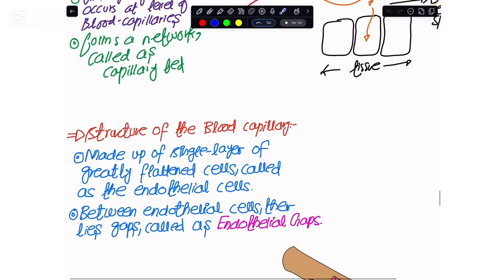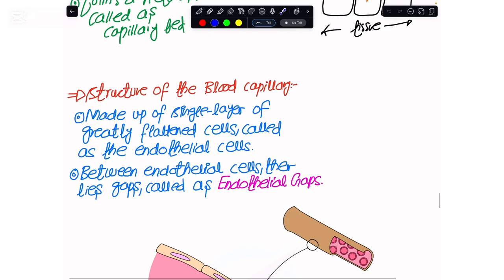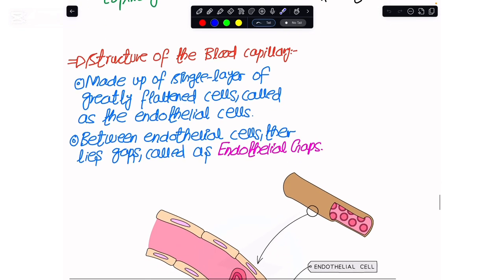Now, if I were to tell you what the blood capillary structure looks like, you just need to know that unlike the arteries and the veins, they do not have three layers in their wall, but rather are made up of only a single layer of greatly flattened cells. And these cells which make up the blood capillaries are the endothelial cells.